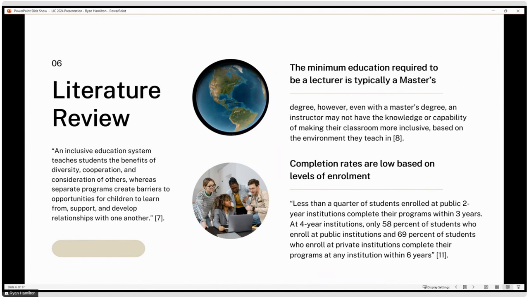So there are some limitations with this research, as well as noting that completion rates are low based on levels of enrollment. Through my research, I found that less than a quarter of students enrolled at public 2-year institutions complete their programs within 3 years. And at 4-year institutions, only 58% of students who enroll at public institutions and 69% of students who enroll at private institutions actually complete their programs at any institution within 6 years. And I think that while that number perhaps seems high for a private institution, 58% for a public institution might seem rather low.